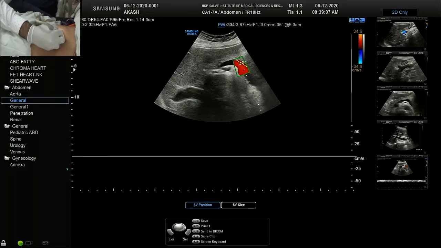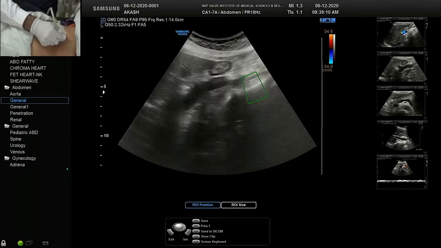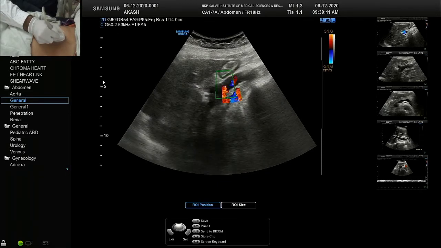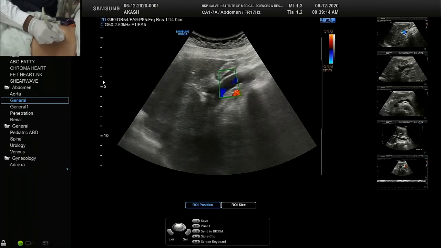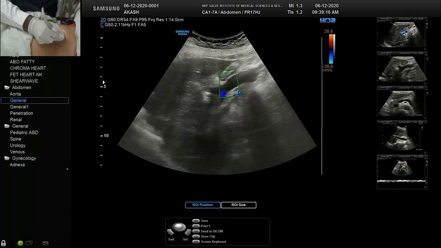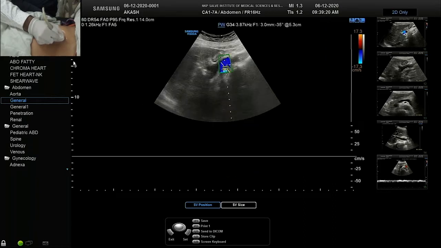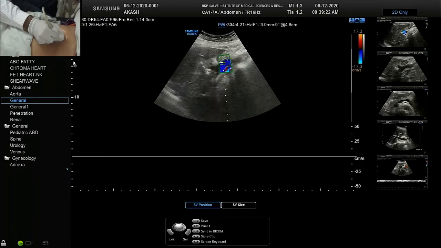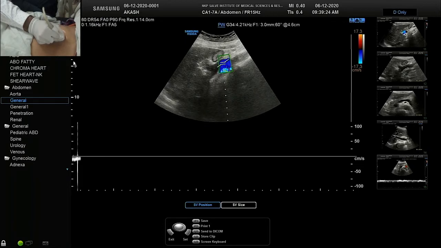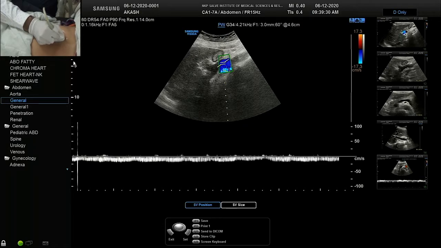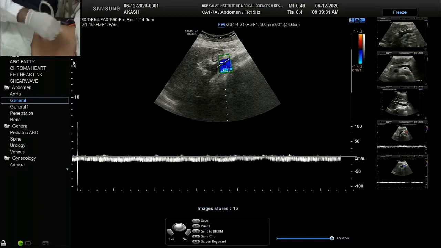Little bit flattened flow pattern. We'll go to the SMV. Try to see SMV. Not very well seen. We'll reduce the color scale. Now we see it better. Splenic vein shows good phasicity. We'll go to the portal vein.